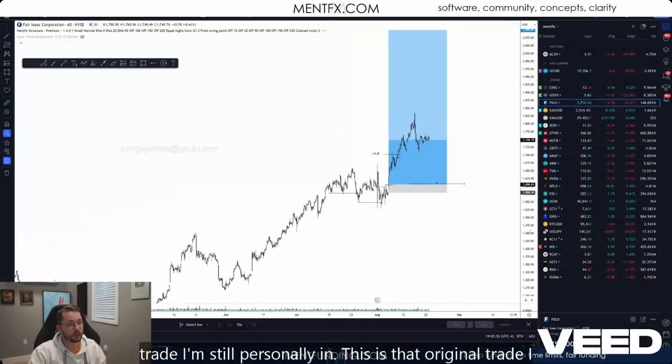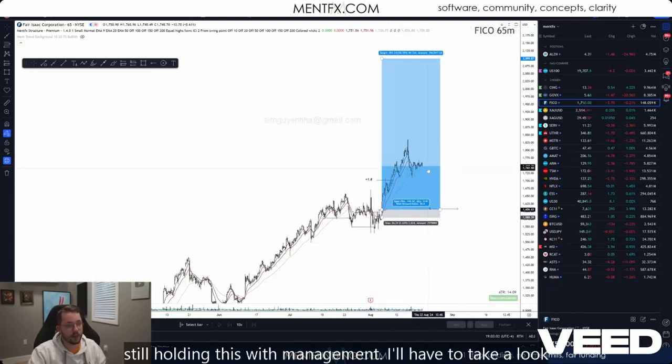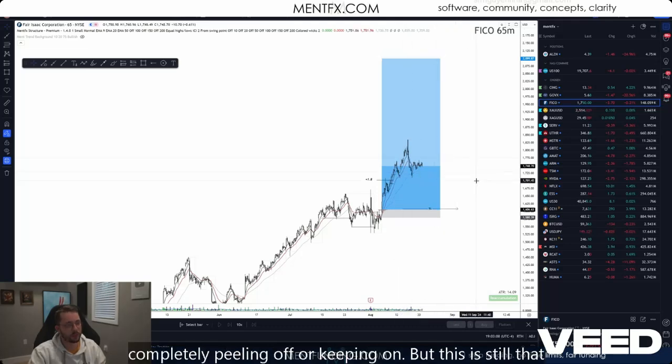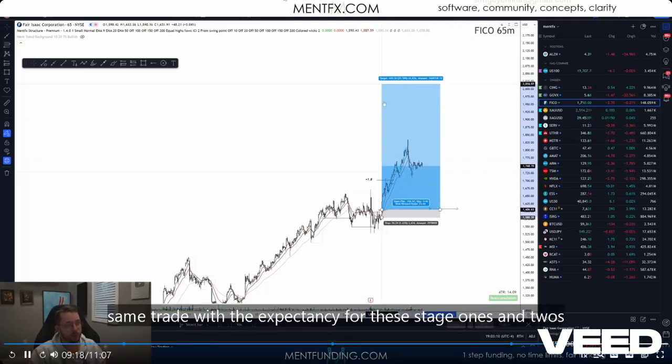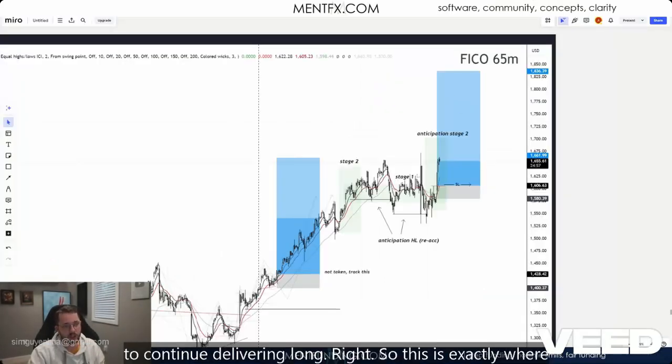This is a trade I'm still personally in. This is that original trade I took. This is the original partial I took. And right now I'm still holding this with management. I'll have to take a look at it a little bit later to decide if it's worth completely peeling off or keeping on. But this is still that same trade with the expectancy for these stage ones and twos to continue delivering long, right? So this is exactly where this is coming from.